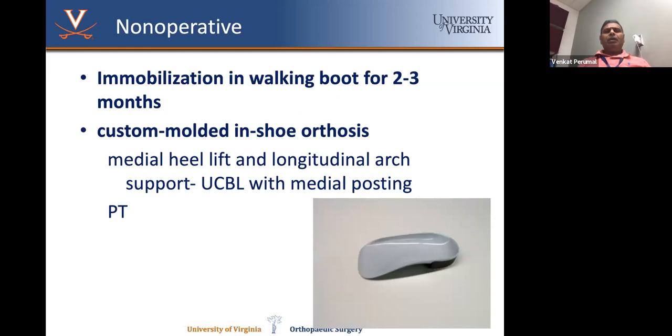So we can treat this non-operatively as well as operatively. Usually, stage 1 and stage 2, we can treat non-operatively. The main thing is you can immobilize the ankle with a walking boot for roughly 2 to 3 months. There are orthotics available to support the medial arch as well as a medial heel post, so that the heel valgus can be accommodated. So we can start with stage 1 and stage 2. We can always treat non-operatively with the walking boot or the inserts for the heel valgus.